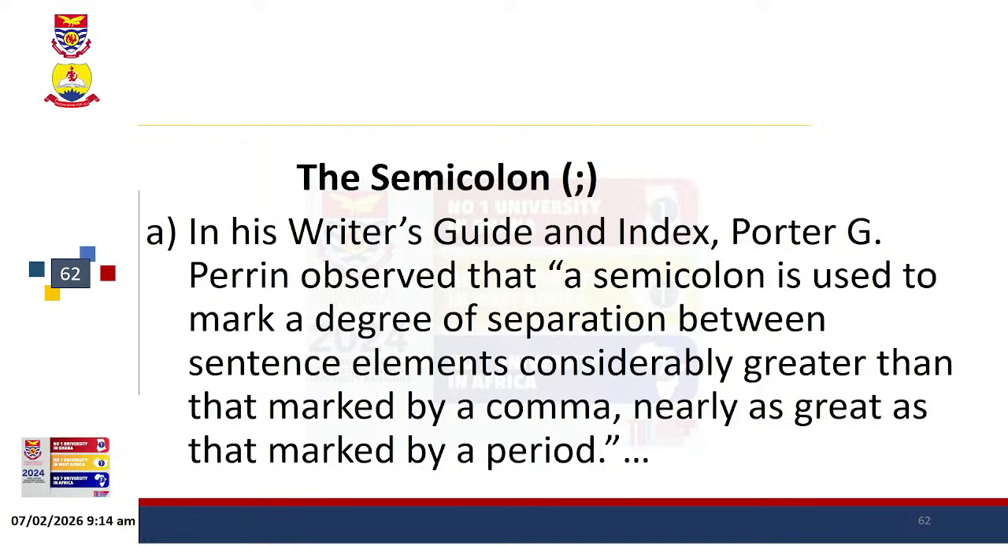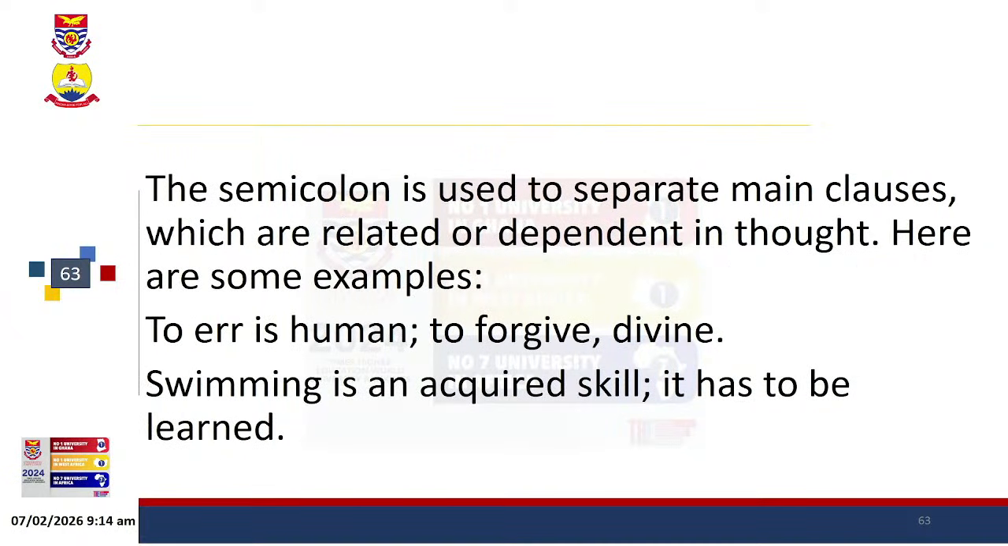In his writer's guide and index, Porter Perrin observed that a semicolon is used to mark a degree of separation between a sentence element or sentence elements considerably greater than that marked by a comma, nearly as great as that marked by a period. The semicolon is used to separate main clauses which are related or dependent in thoughts. Okay? So for example, to err is human, to forgive, divine.